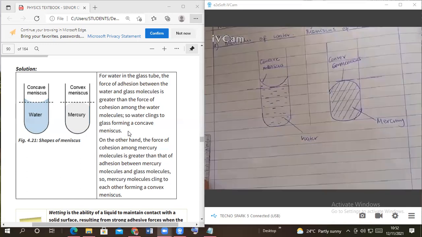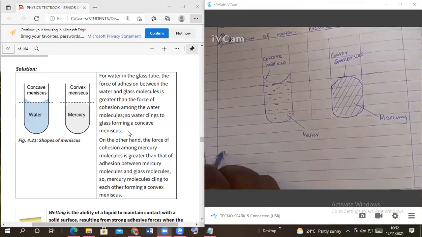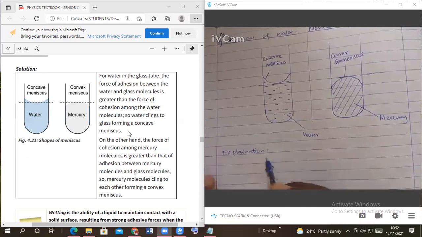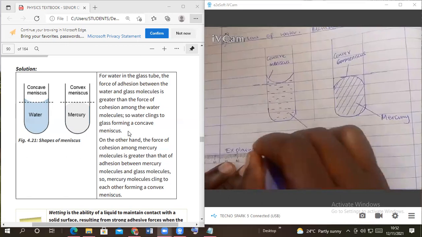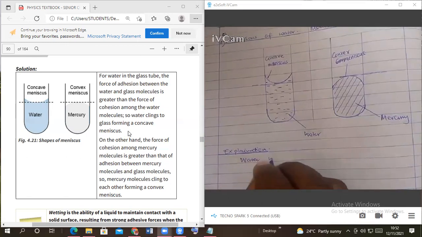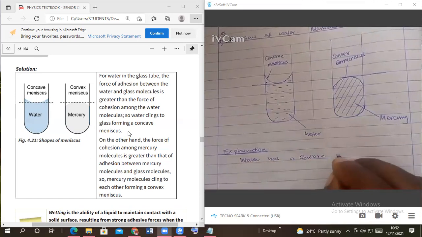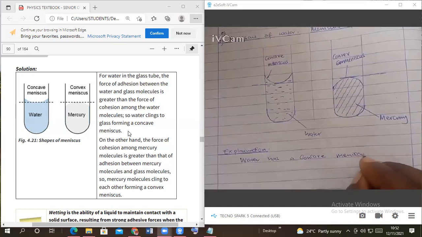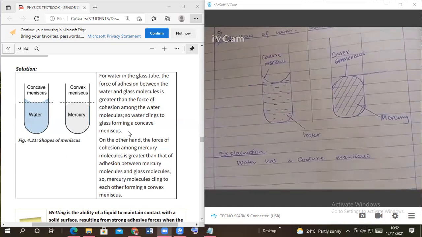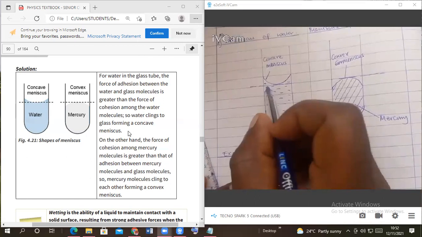So why does water? So here let us give the explanation. The explanation why water has a concave meniscus is that you can say that water has a concave meniscus because the adhesion force between there is the adhesion force.